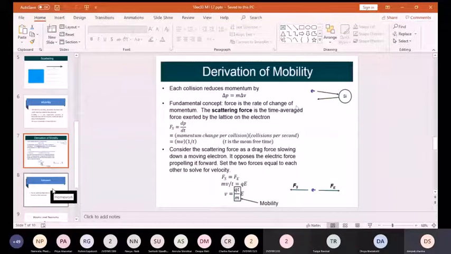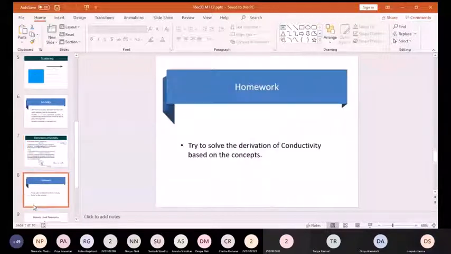where finally we get that velocity is nothing but q into t into the electric field, divided by the mobility. So we can take out the equation for mobility, m equals to, right?